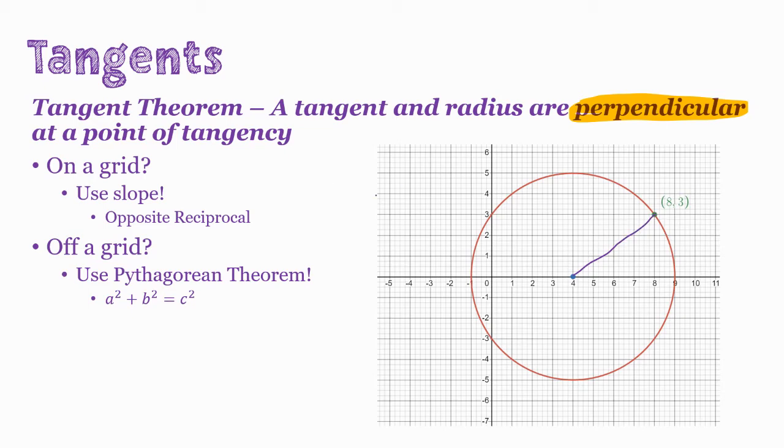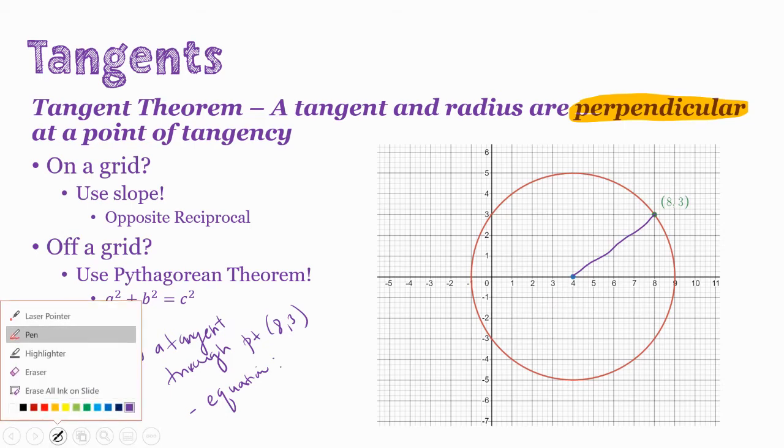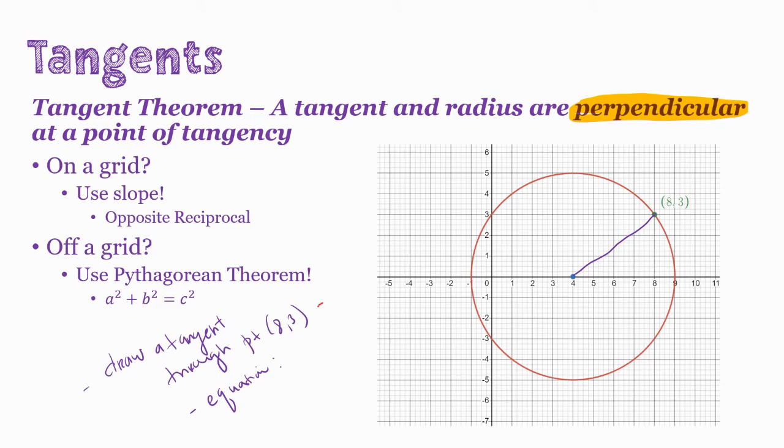And I didn't give you a prompt, but I'm going to tell you the prompt. I want to draw a tangent through the point 8, 3, and then I want to write the equation. Whoa. Okay? So I'm going to draw, and I need you to remember something really important here. If we're going to draw a line, we need 2 points. That's non-negotiable. Okay?